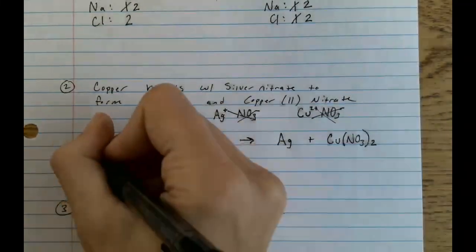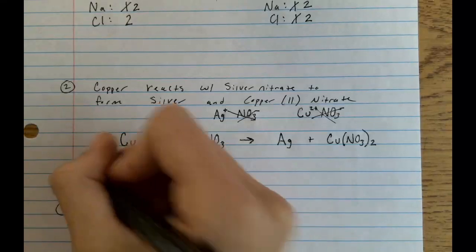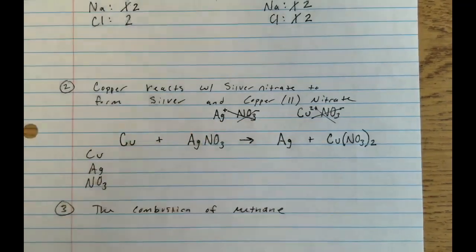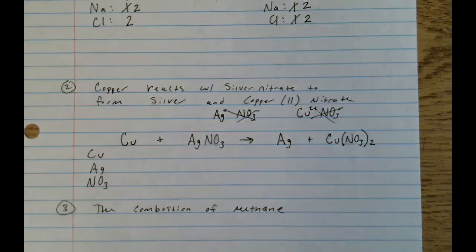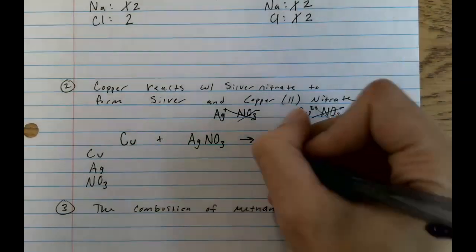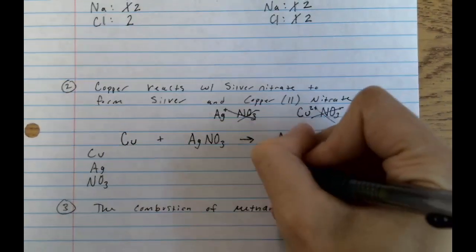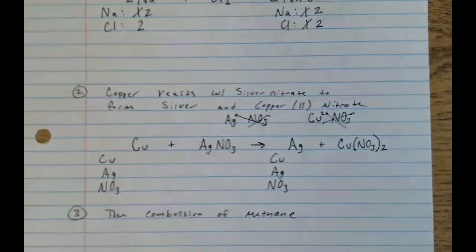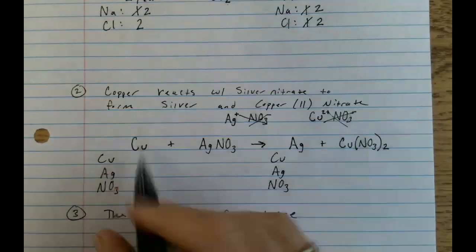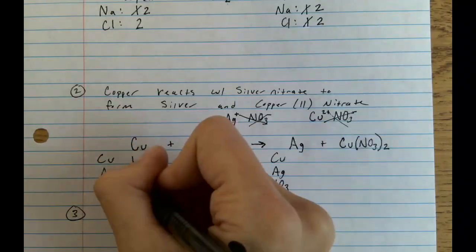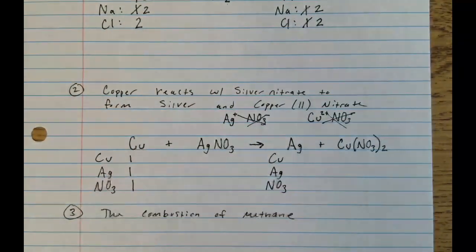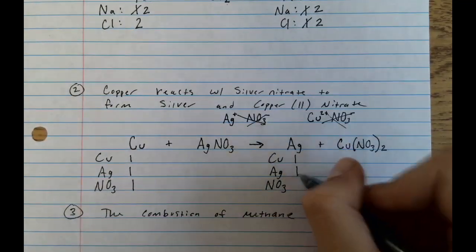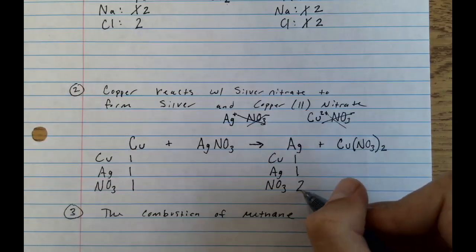So now we want to list off each atom so we can balance this out. So we have copper, we have silver, and for my polyatomic ions, I'm going to keep them completely together. It'll make balancing a lot easier. And now I'm simply going to count how many there are. So on the left-hand side, I have 1 copper, 1 silver, and 1 nitrate. On the right-hand side, I still have 1 copper, I have 1 silver, but I have 2 nitrates.